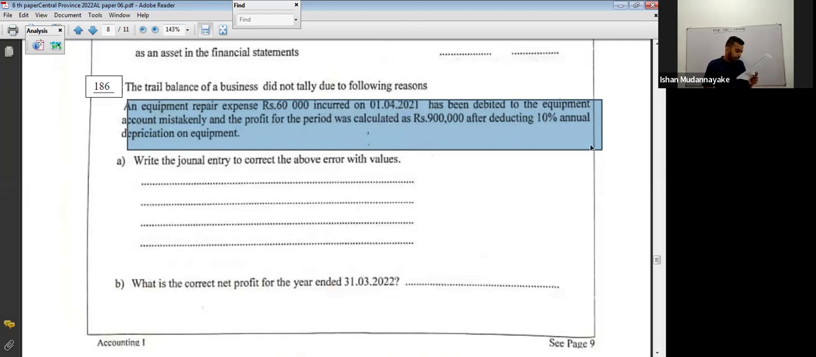Write the journal entry to correct the above error with values. To correct it, write the correction entry. Now look at the question and try to get the answer. Right, 196A. Look at the question here.